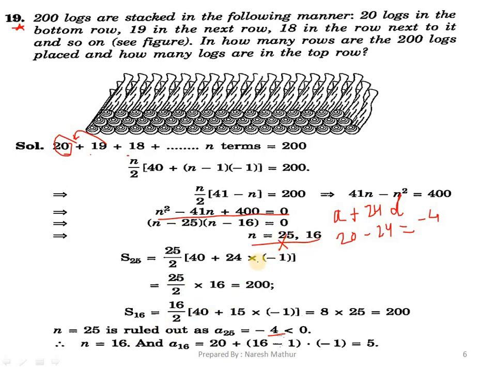So we'll consider n equals 16. So the number of logs will be a plus (n minus 1)d, so 20 plus 15 into minus 1, which is 20 minus 15, that is 5. So there will be 5 logs in the top row and the total number of rows will be 16. Got it?